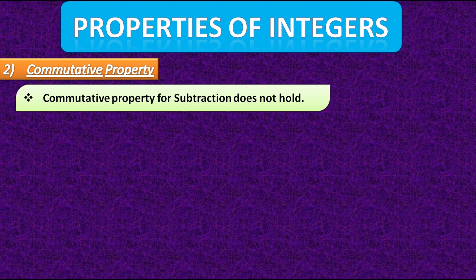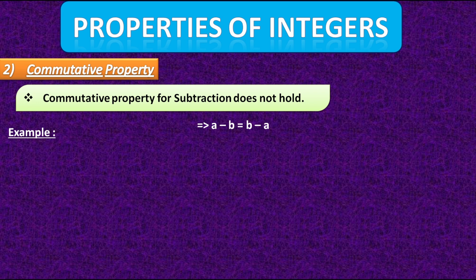Commutative property for subtraction does not hold. Okay, let's check with the help of an example. The commutative property says that if we interchange the integers, then we should get the same answer. So if a minus b equals b minus a, then we can say that the commutative property holds for subtraction. First, let's check with the help of an example.